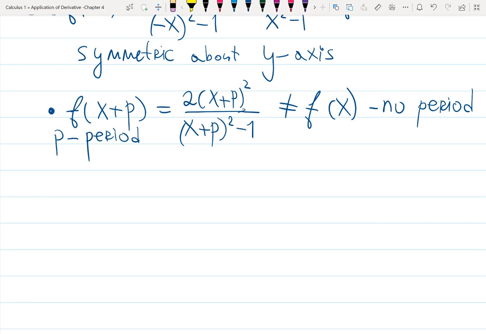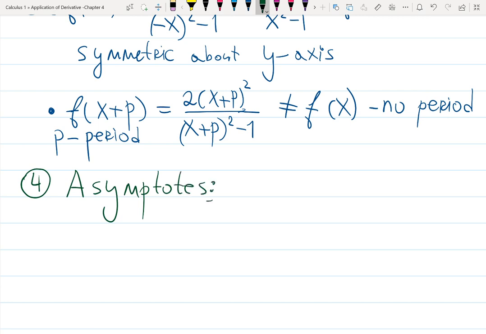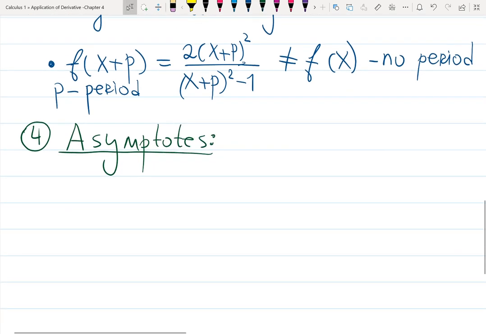Then asymptotes. Oh yes, let's review. I will change the color. The beginning of the calculus 1 class. Asymptotes. Vertical asymptote or horizontal asymptote? Which one do you want to go first?